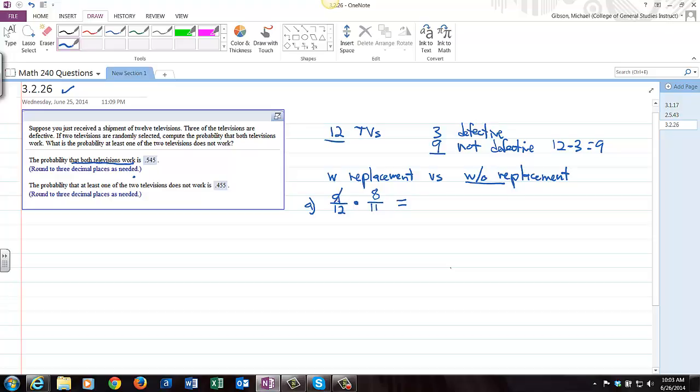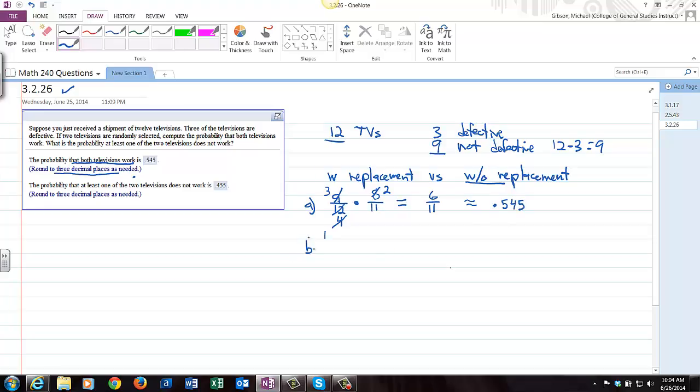If you're going to do it by working here, you can take a 3 out of here and a 3 out of here, leaves me 3/4. And then the 4 and the 8, so the 4 goes down to 1, the 8 goes down to 2, and that leaves me with 6/11. And it says round to 3 decimal places, so they want the decimal answer rounded to 3. That is 0.545.